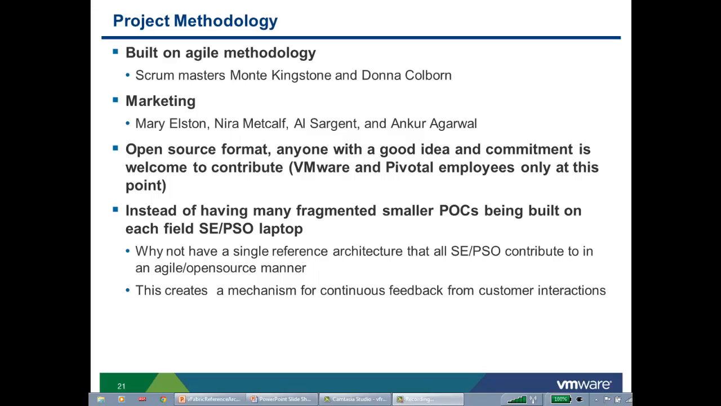The project was run essentially in an open source format. Anyone with a great idea was welcome to contribute. The idea was to have a direct connection from engineering all the way to customer via our SE and PSO organizations, where a continuous stream of customer feedback is implemented into the vFabric reference architecture.